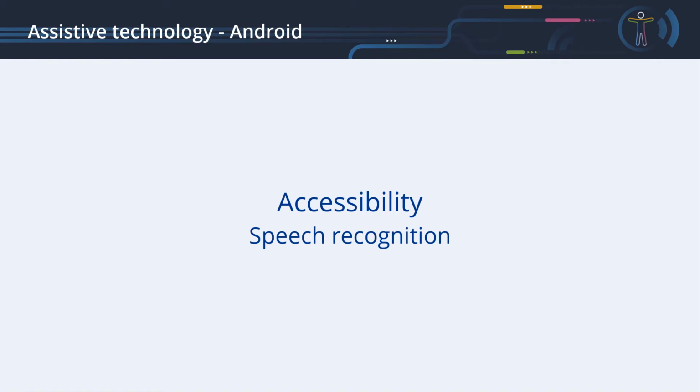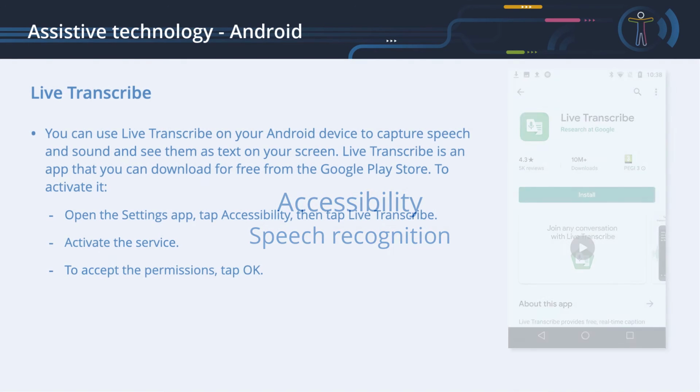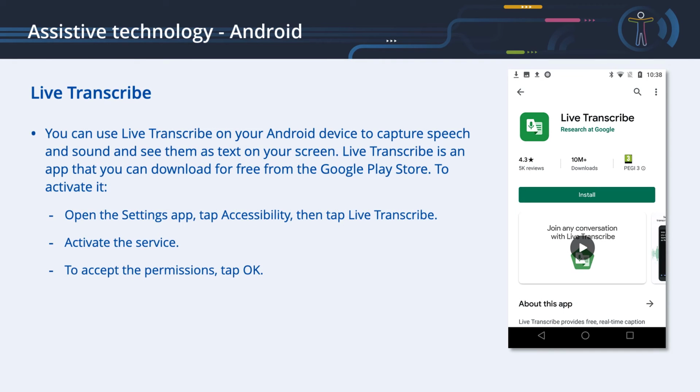Speech recognition. You can use Live Transcribe on your Android device to capture speech and sound and see them as text on your screen. Live Transcribe is an app which you can download for free from the Google Play Store. You can find the Play Store link below the video. Once you have downloaded and installed the app, you need to start Live Transcribe.